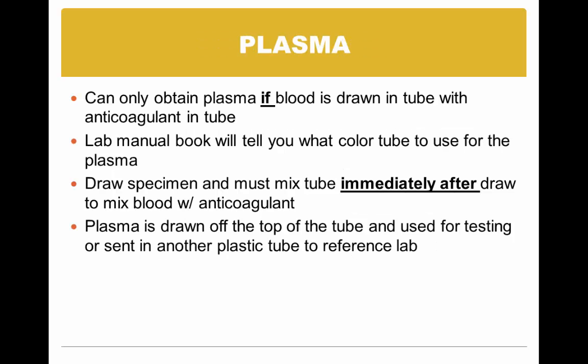You can only obtain plasma if the blood is drawn in a tube with anticoagulant in the tube. The lab manual book will tell you what color tube to use for the plasma. Draw the specimen, and you must mix the tube immediately after the draw to mix the blood with the anticoagulant. Plasma is drawn off the top of the tube and used for testing or sent in another plastic tube to a reference lab. Okay.